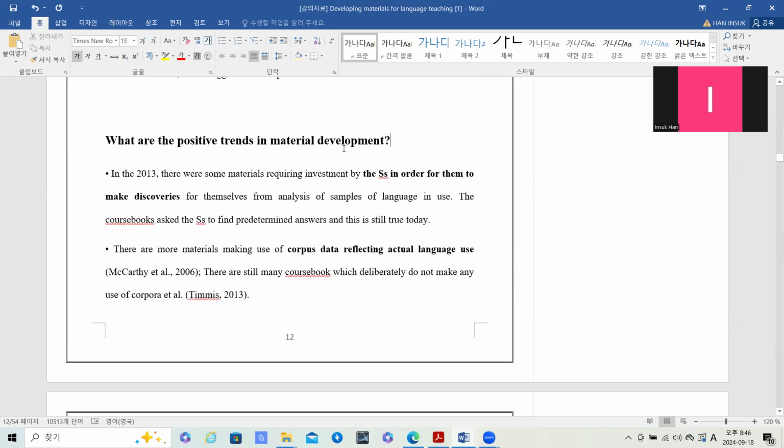Right, this is the last one. What are the positive trends? I don't think this is positive. This can just be the trends in material development. The first one, in 2013, there were some materials requiring investment by the students in order for them to make discoveries for themselves from analysis of samples of language in use. The course books asked the students to find the predetermined answers, and this is still true today.